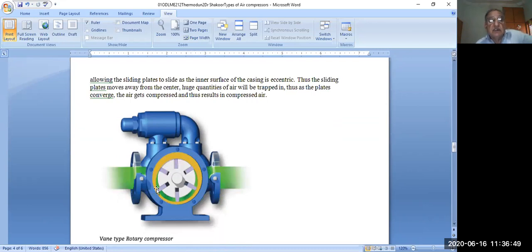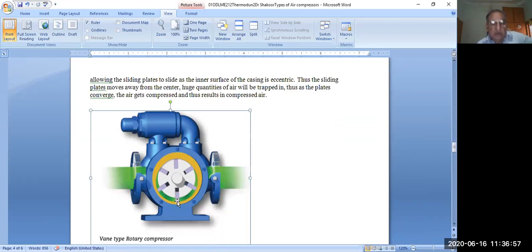So this is the rotor, and inside this rotor these are slots, and in the slots are vanes, just strip plates. These plates are made of some non-metallic material, like fiberglass or maybe carbon or graphite. We do not even need lubrication, and they do not cause much friction also.